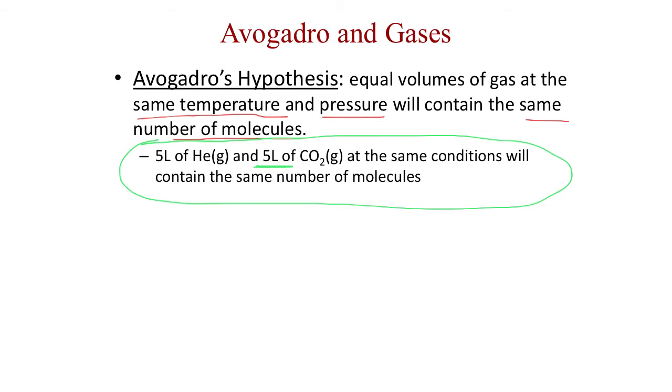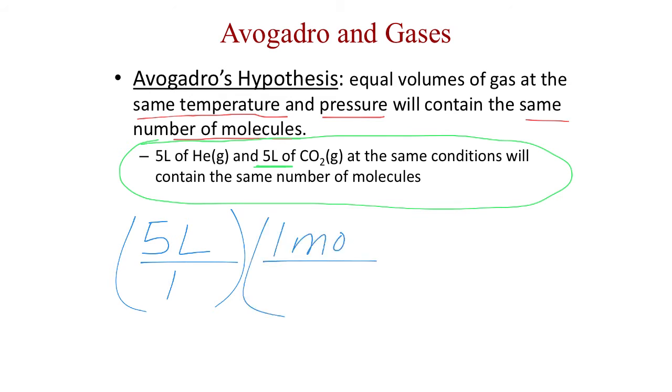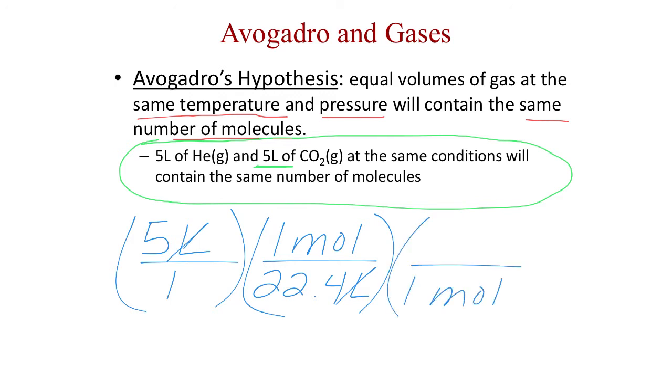Now, the reason why is because if we were going to do our full mole calculation, we would do 5 liters, put that over 1. If we were at STP, we would do 1 mole of any gas will occupy 22.4 liters. All right, so that would get us to moles. And then from moles, we know that we can turn that into molecules. So if we start with the same volume, we're going to end with the same number of moles, same number of molecules.